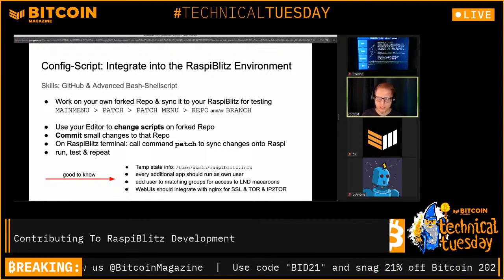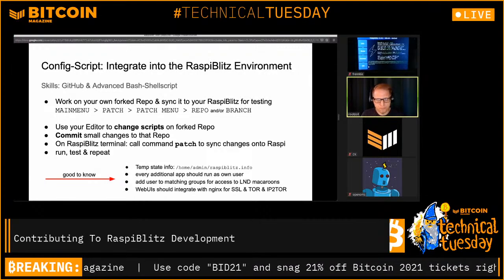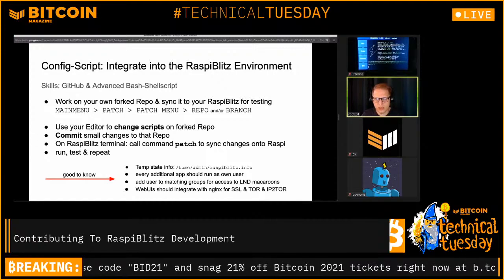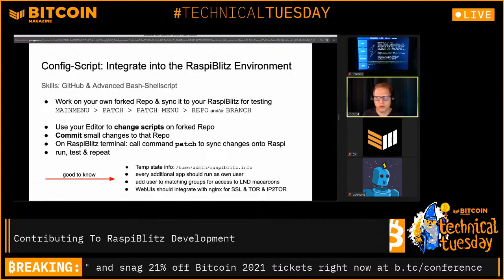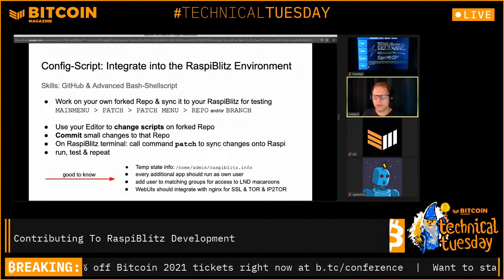What's important, and just to quickly let you know, as I was telling you, is how you now start getting into the mode where you link your fork repo with your RaspiBlitz.